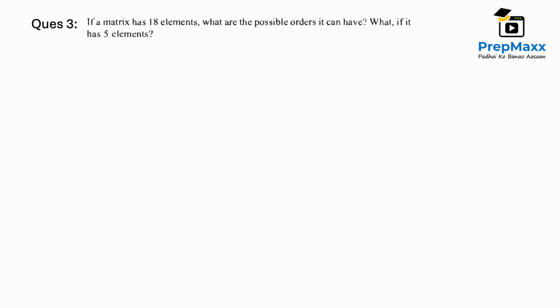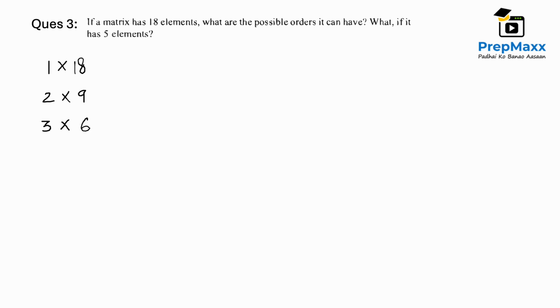Then next question, if a matrix has 18 elements, what are the possible orders it can have? This question is similar to the previous one. I would encourage you to pause this video and try solving this question on your own. So now let's discuss. If a matrix has 18 elements, 1 row and 18 columns are possible, 2 rows and 9 columns are possible, 3 rows and 6 columns are possible.